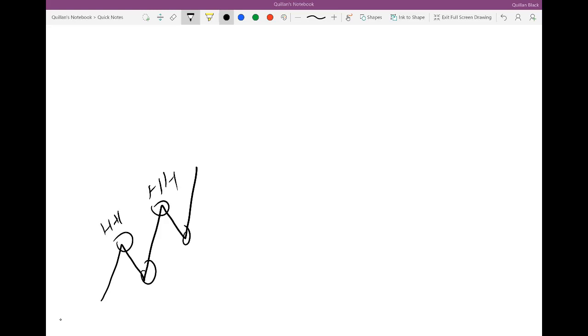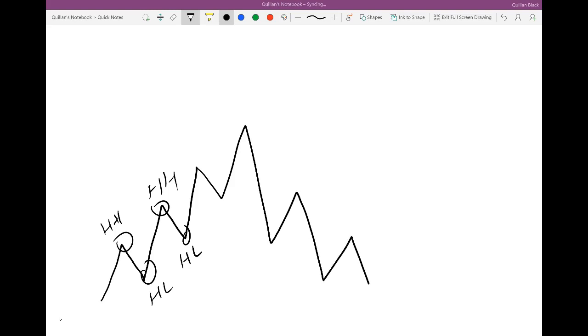Okay, so as we know, market structure itself, we have our normal uptrend, which has key points, higher highs, and higher lows. Okay. And we have our overall downtrend, which has lower highs and lower lows.